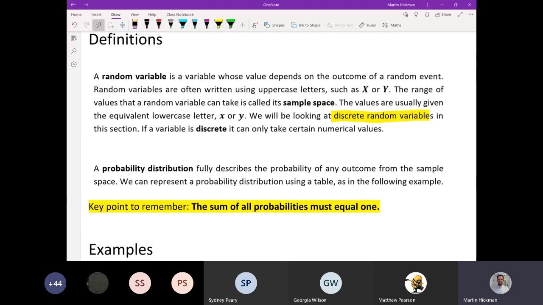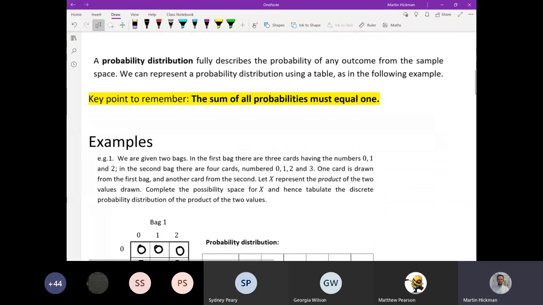So when we look at probability distributions, we're looking at describing the probability of any outcome from the sample space. Okay, sample space, remember, is just all your outcomes written out. We can represent a probability distribution using a table, and putting this on the table is going to be really helpful for us. It's going to show us where all these probabilities are coming from. It just is a nice way to display all our data. Now, one key point to remember here is that the sum of the probabilities must all equal 1. So that's something to bear in mind throughout these examples. So without any further ado, we'll get into the first example in your booklet.